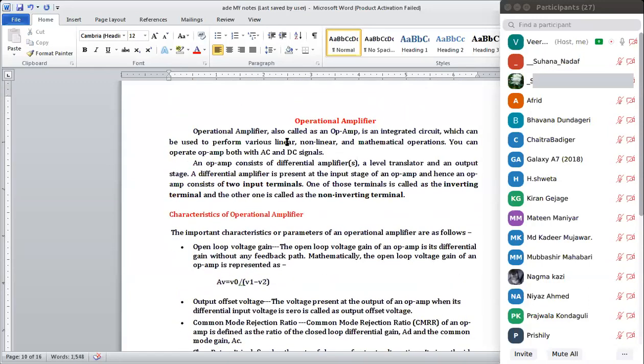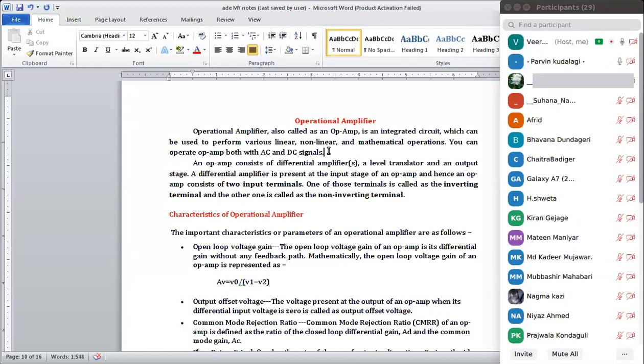So here, basically, what is an amplifier? Operational amplifier is an IC which performs various linear, non-linear, and mathematical operations. And what are the stages that an op-amp consists of? A differential amplifier, a level translator, and an output stage. And which are the two main inputs? One is the inverting terminal and another one is the non-inverting terminal.